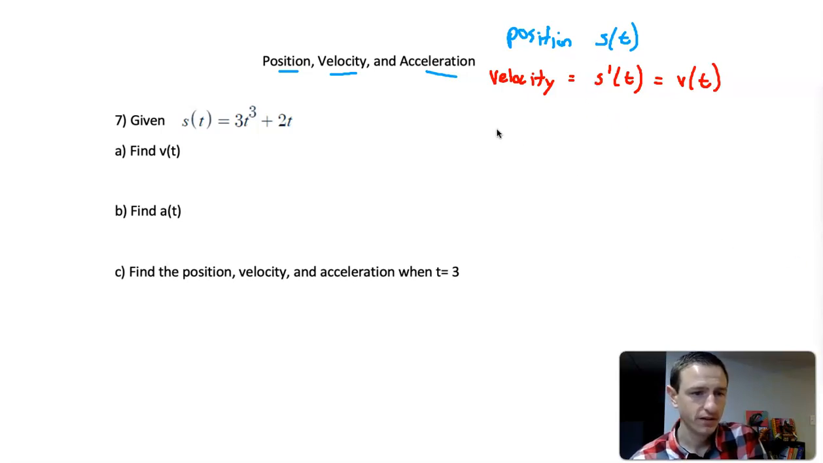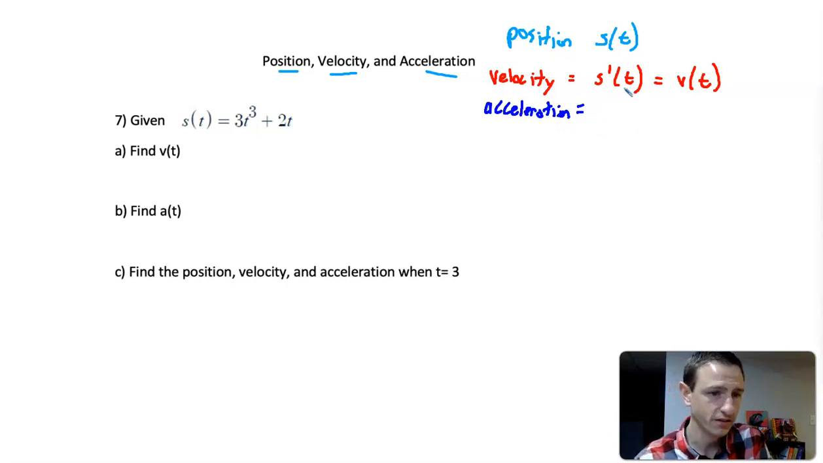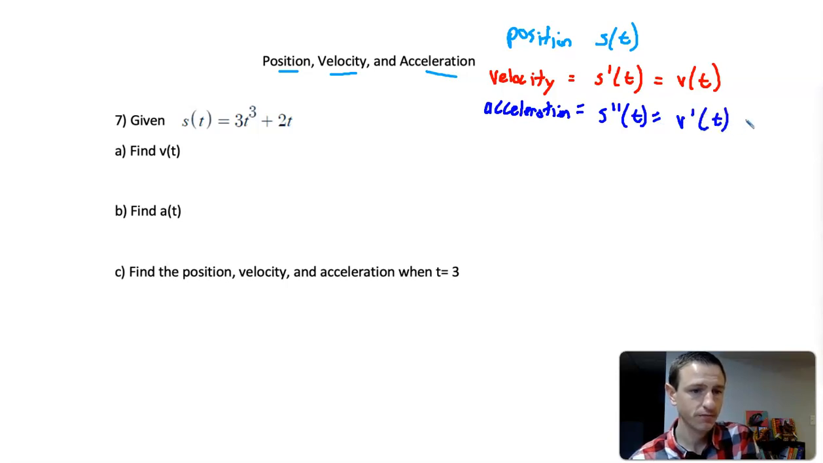Then we have acceleration. The acceleration is the derivative of the velocity, which is the second derivative of the position. So it's the second derivative of your position or the derivative of your velocity. And that's going to give you acceleration, a of t. So knowing these relationships, position, velocity, acceleration, will then allow you to answer a whole bunch of questions that can be asked in these position, velocity, and acceleration scenarios.